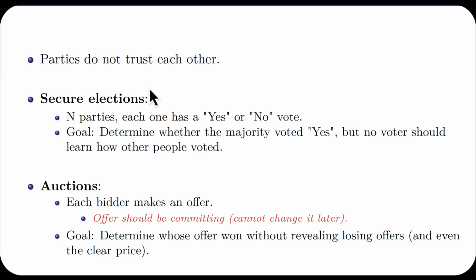Auction is another example, okay? So here we have a bidder, and makes an offer. And the goal here, we need to determine, just for example, who's offered the winning bid without revealing the losing offers. And even sometimes, it depends on the application that we have, we are not gonna reveal the clear price. And this is one interesting, right? Which makes sense in this case.